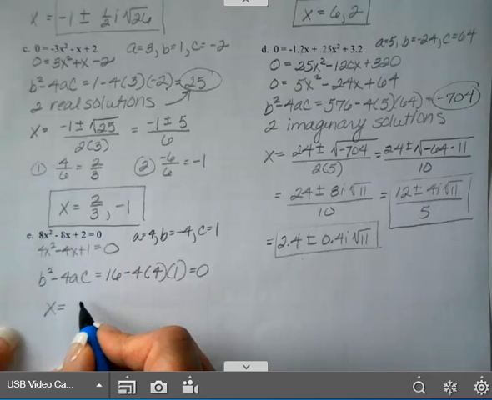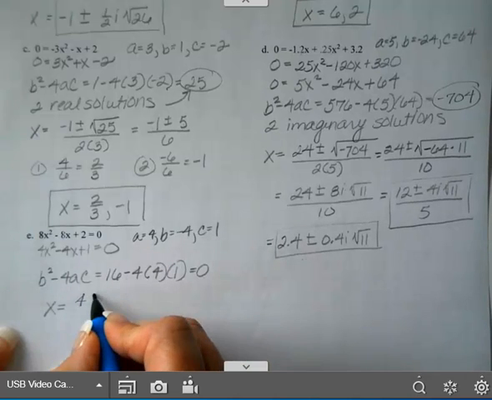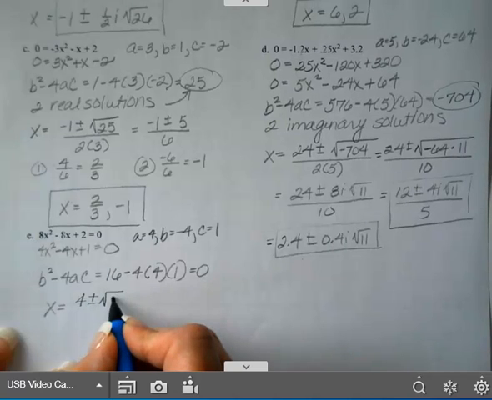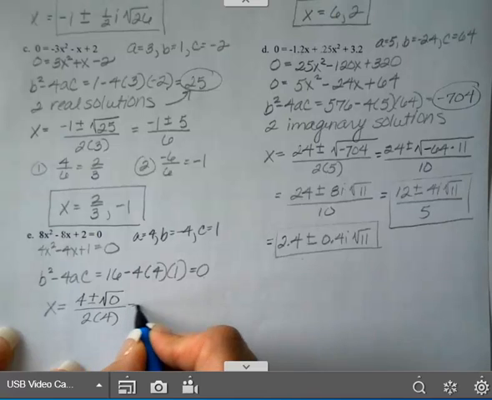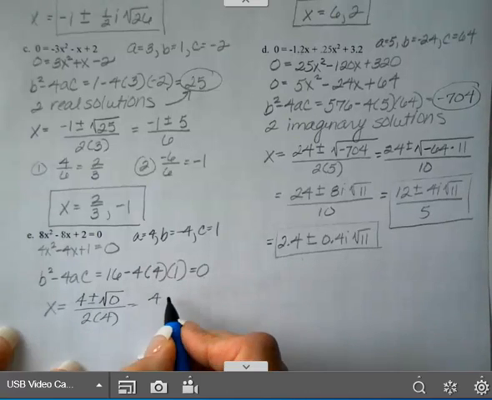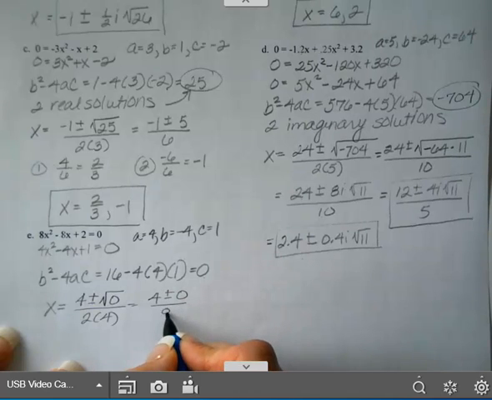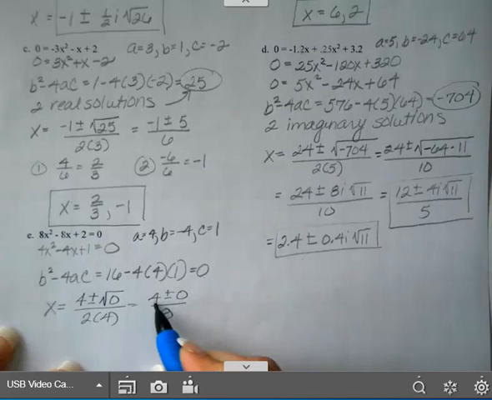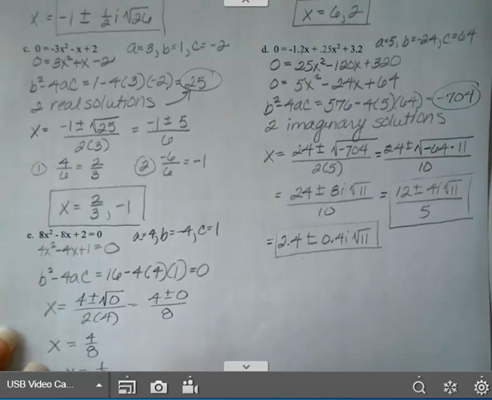So x equals the opposite of b, so 4 plus or minus the square root of 0 all over 2 times 4. So that's going to be plus or minus the square root of 0, which is just 0, and that's over 8. Well, 4 plus 0, 4 minus 0, both give you 4. So you'll have 4 over 8, and that is going to equal 1/2 when you simplify it.